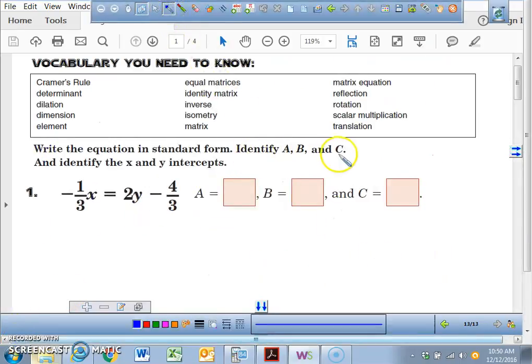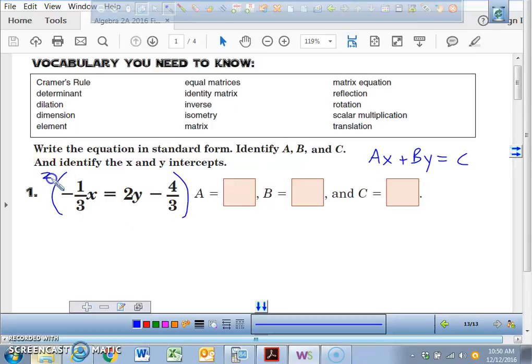It says identify A, B, and C, which means you need to be able to change things to standard form. Okay? Right now, this is totally not in standard form. So my suggestion for everybody is to multiply everything by a 3 to begin with. We have 3 times a -1/3, which gives me a -x. We've got 3 times 2y, which is a 6y. And 3 times a -4/3, which would give me just a -4.